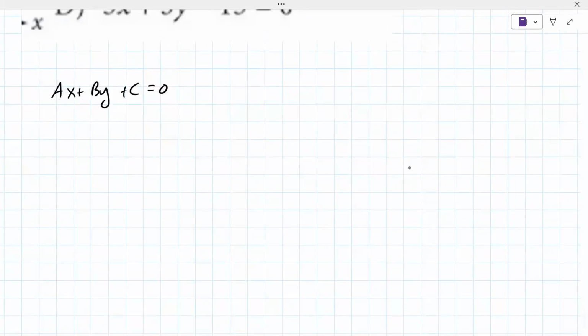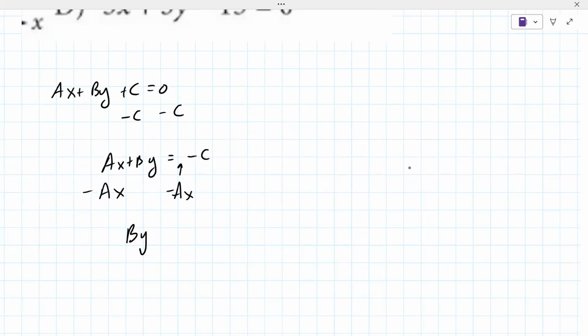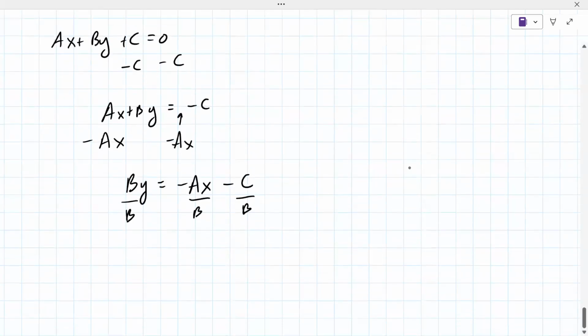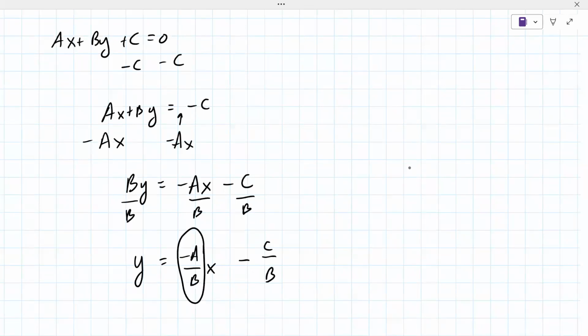All right. So first thing is sometimes C is on the right. It doesn't really matter, but you can subtract C on the right if you want. So you get AX plus BY equals minus C. You can subtract AX, that goes in front. So BY equals minus AX minus C. Divide by B, you're dividing everything by B. So y equals minus A over B times x minus C over B, or plus, it doesn't really matter, but this is the slope when it's in standard form.